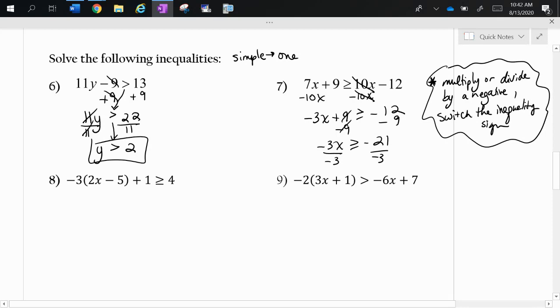So when I'm dividing both sides of this inequality by negative 3, I know that instead of x is greater than or equal to, now it's going to become x is less than or equal to 7.